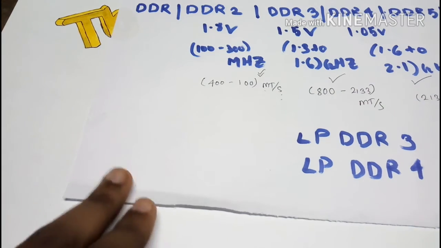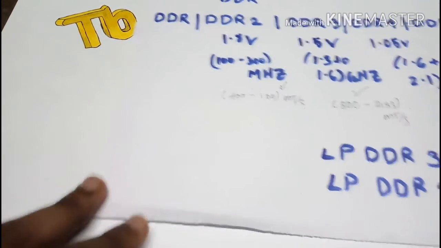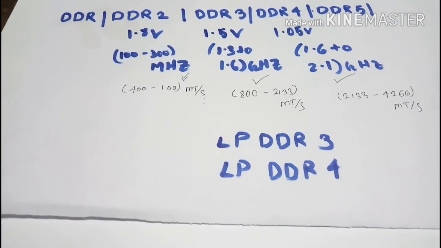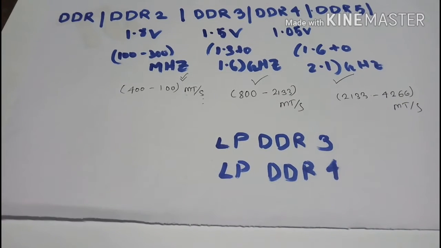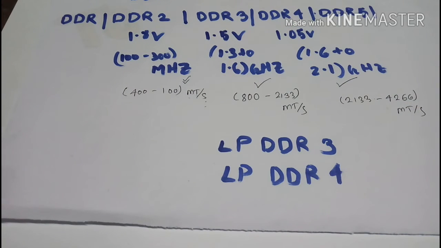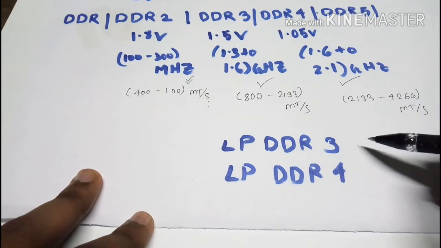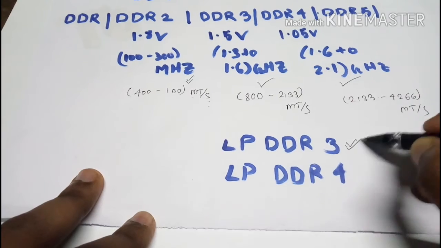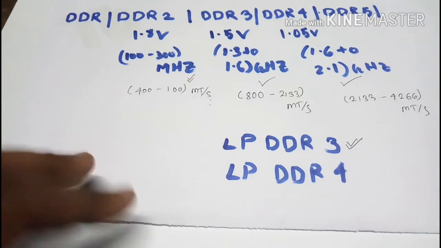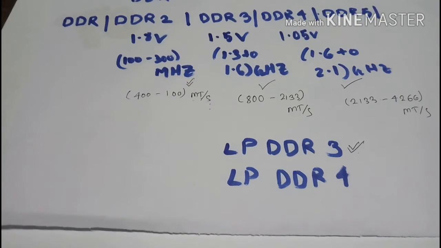Because when we consider our laptop or our personal computer, it can provide a much higher voltage than a smartphone can provide to its chips. Thus we need low power chips to work in a smartphone. That's why this low power DDR RAM has been developed.